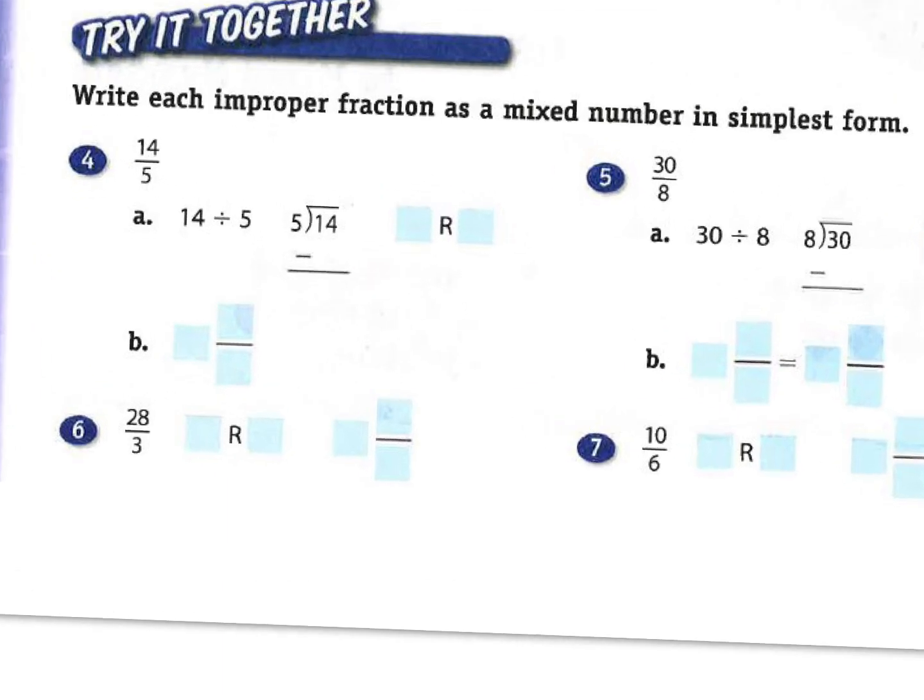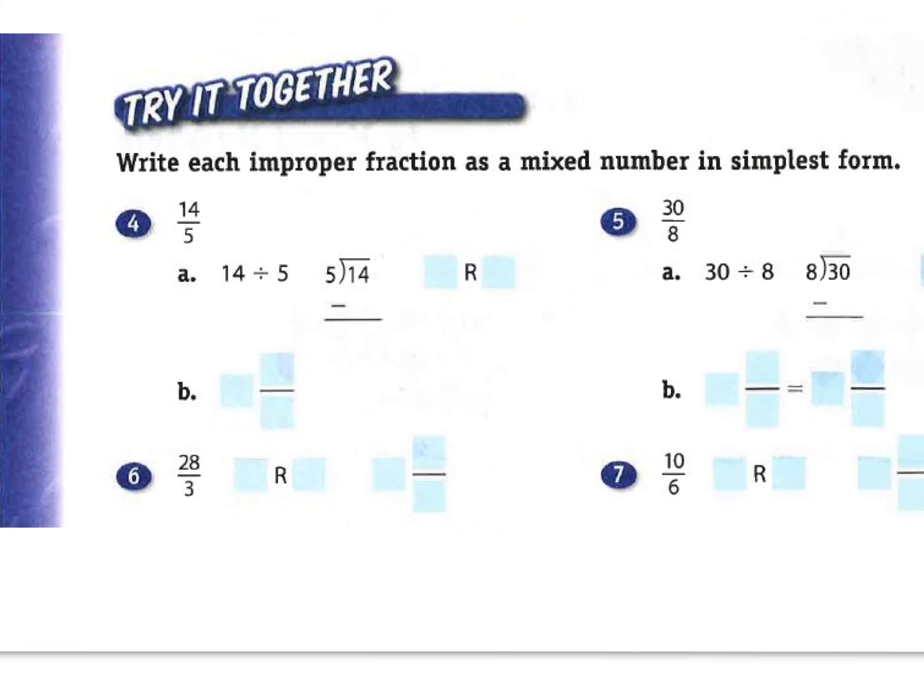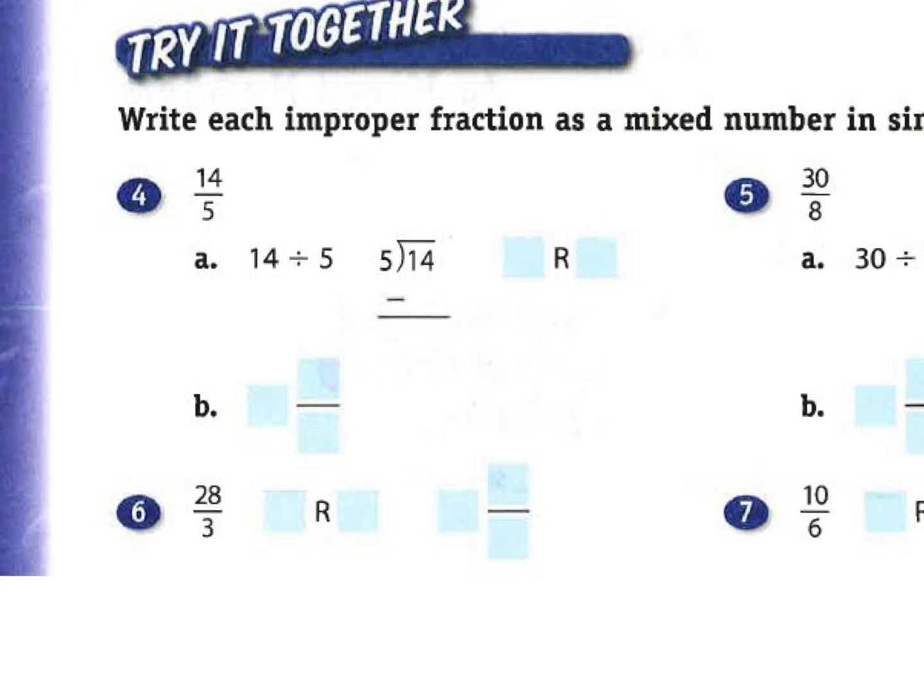All right, this says write each improper fraction as a mixed number in simplest form. So let's work through these together. So 14/5, 14 divided by 5. Well, we think about how many times 5 goes into 14. We can count by 5s. 5, 10, 15 is too much, so it goes in there twice.